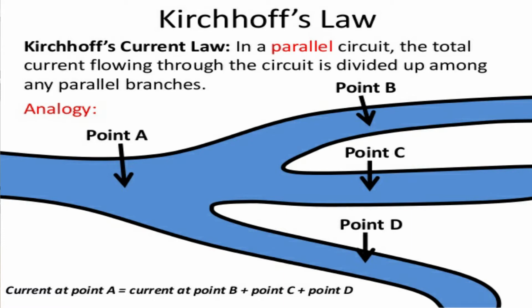At point A, the current is entering and it is splitting into three parts: B, C and D. The current that enters through A will be the same as the sum of the currents B, C and D. Therefore, according to Kirchhoff's law, the current that enters is the same as the current that leaves.